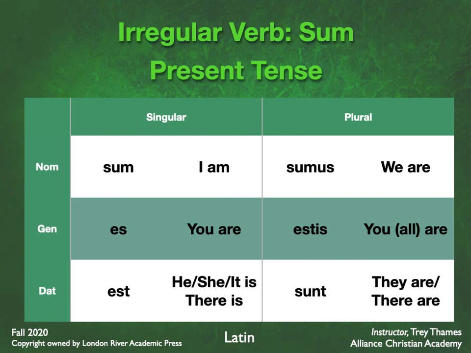And so you translate it: I am, you are, he, she, or it is, or you could even say there is. Sumus is we are, estis is you all are, or for us Texans, y'all are. Sunt, they are, or again, there are. So that's the irregular verb sum in the present tense. Again, you probably already know it. Maybe just review for you, but if you don't know it, get it down. Sum, es, est, sumus, estis, sunt.